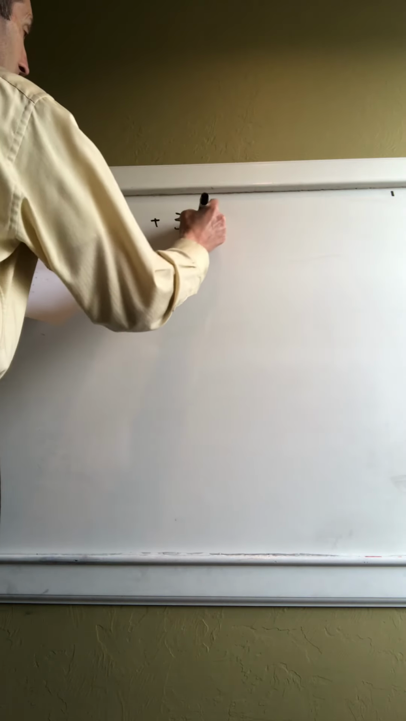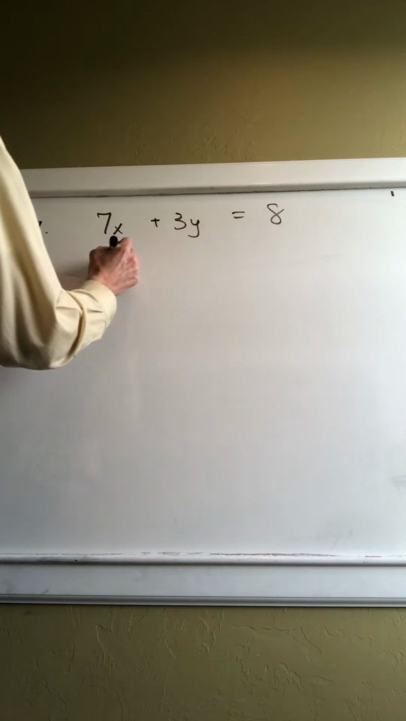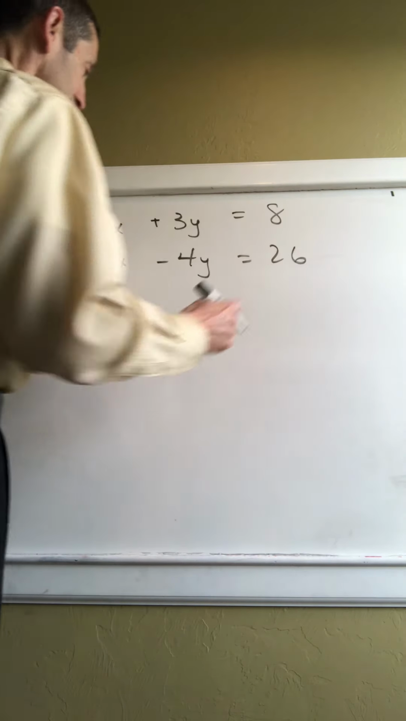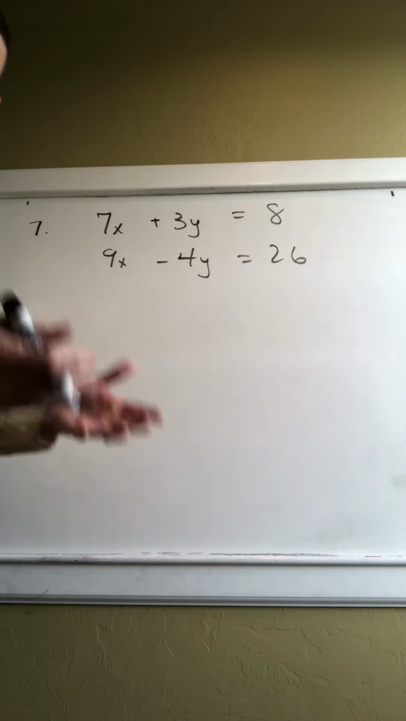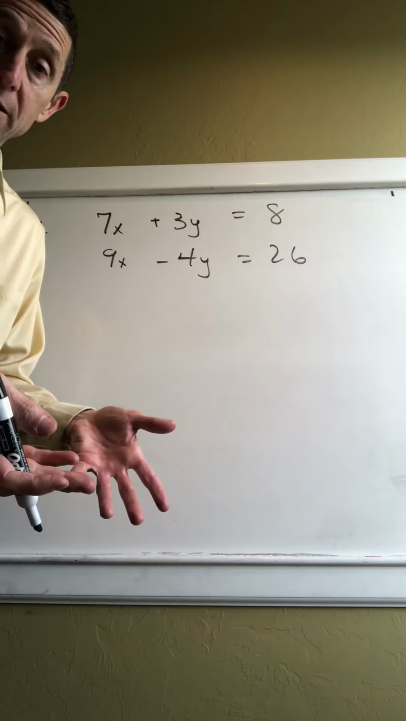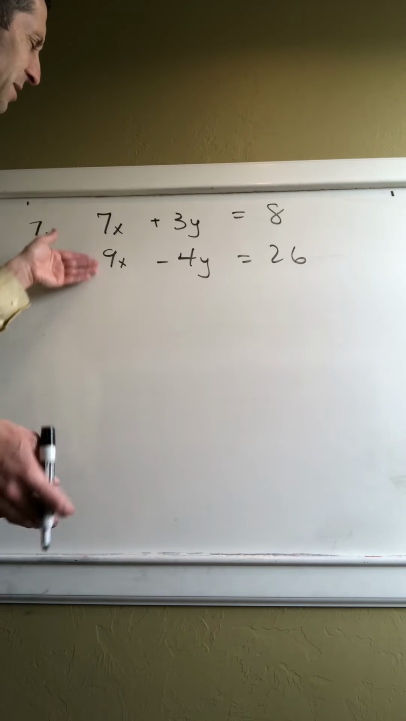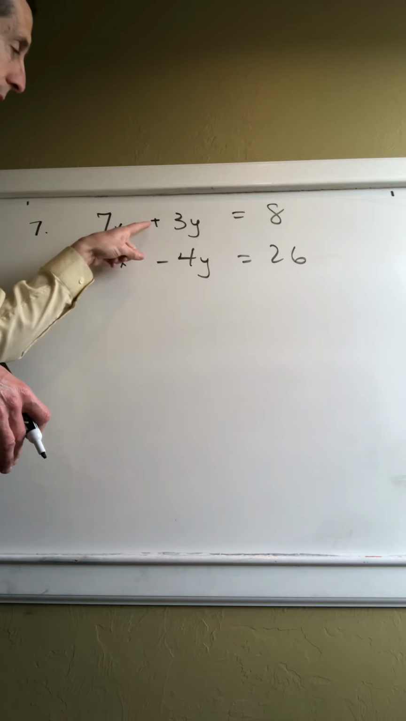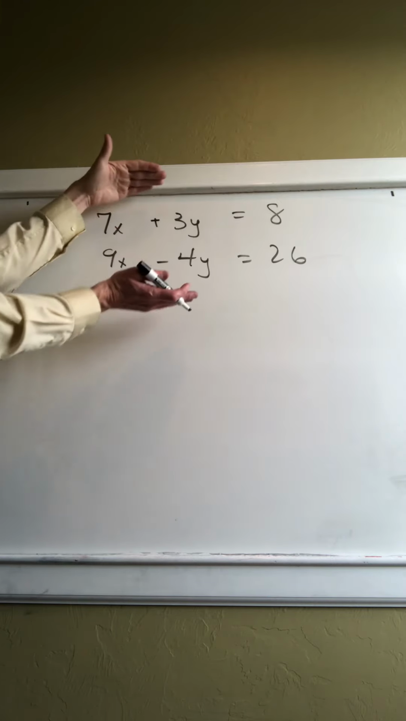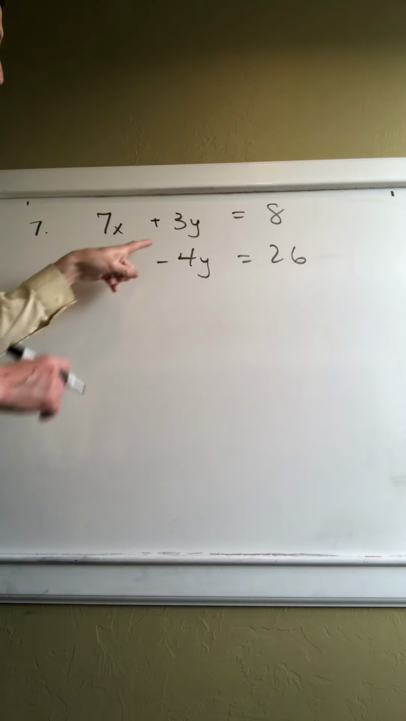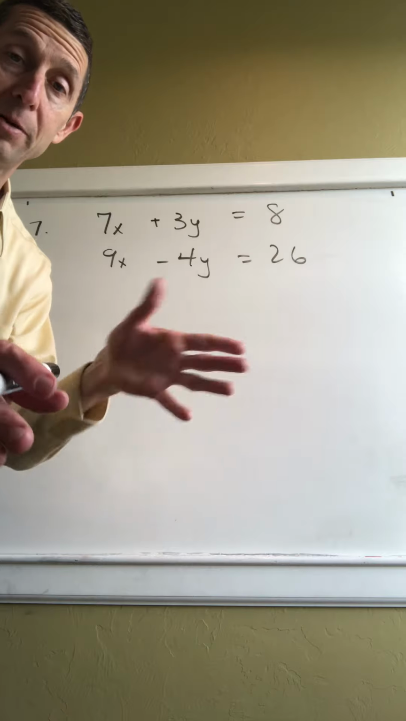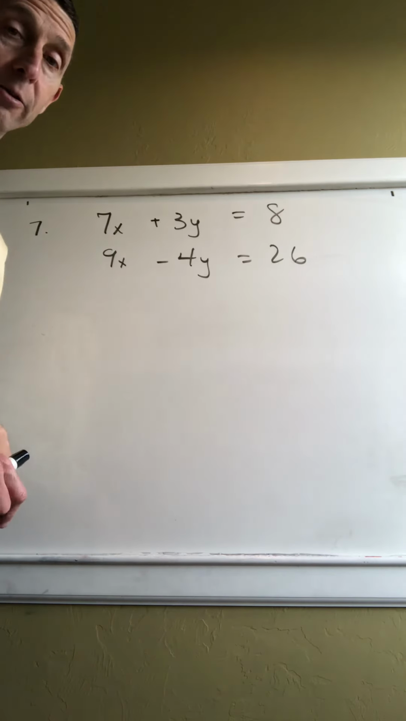7x plus 3y equals 8. 9x minus 4y equals 26. Okay, so let's dial it in. Let's figure out what letter's easier to work with. I got both the same sign. That's not good. 7 and 9 are big numbers. Oh, yeah, right here. Opposite signs, smaller numbers. Let's work with the y's. So this is 3, this is 4. If we turn them both into 12s, positive 12 and negative 12, that'll eliminate.